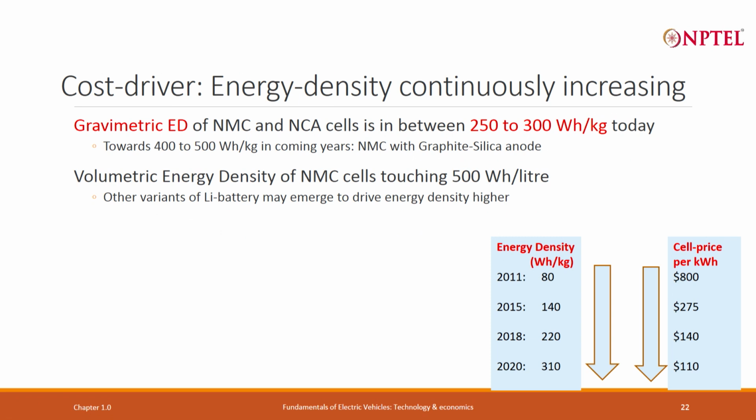This is again telling you the same thing. Look at from 2011, we started with 80 watt hour per kg, we have gone to 300, see the cost from $800 has come to $110. So, today we have 250 to 300 watt hour per kg. Now, there are promises that if I take an NMC battery, but put in a graphite and silicon anode, in a few years I may get to 400 watt hour per kg, 500 watt hour per kg. Volumetric energy density is already touching 500 watt hour per liter. Remember, these are for the cells.